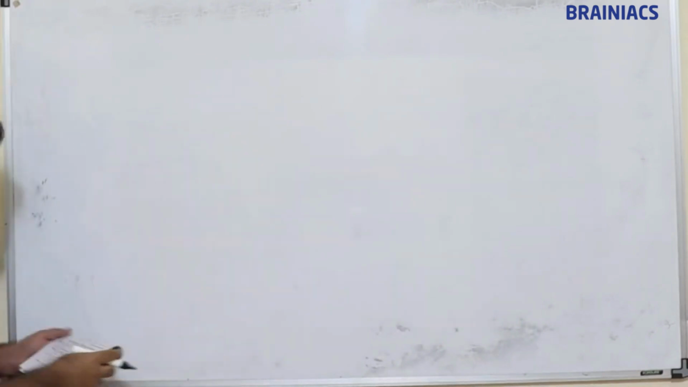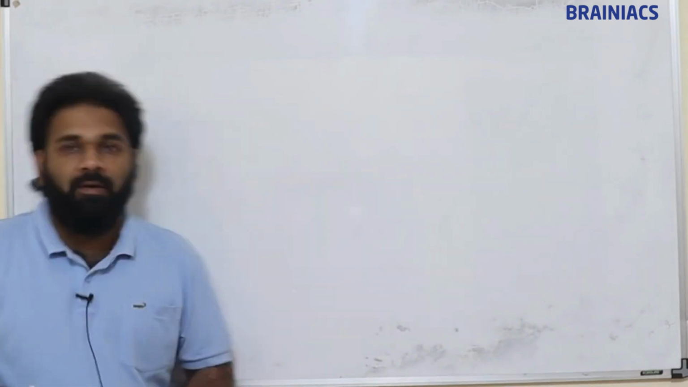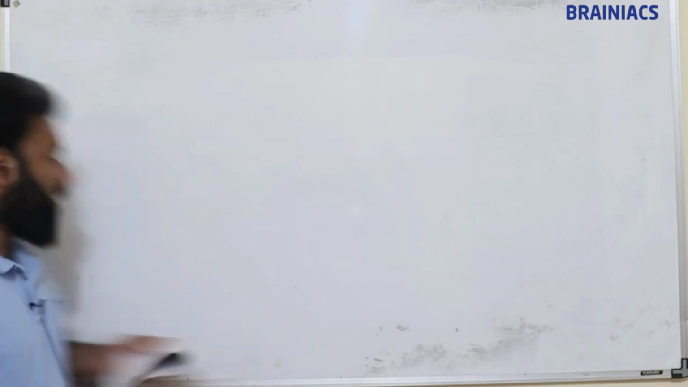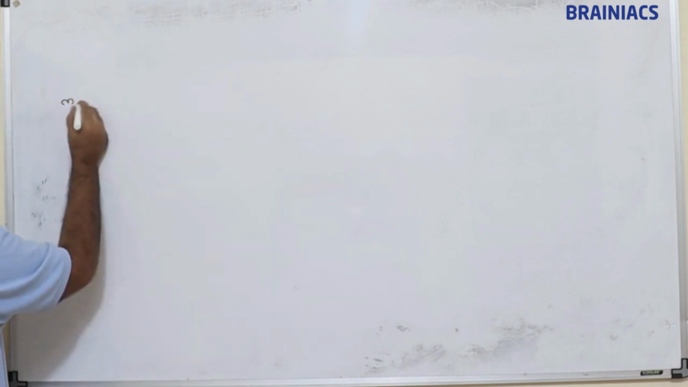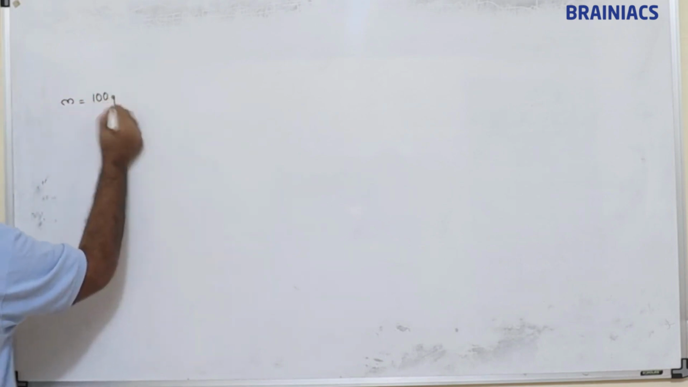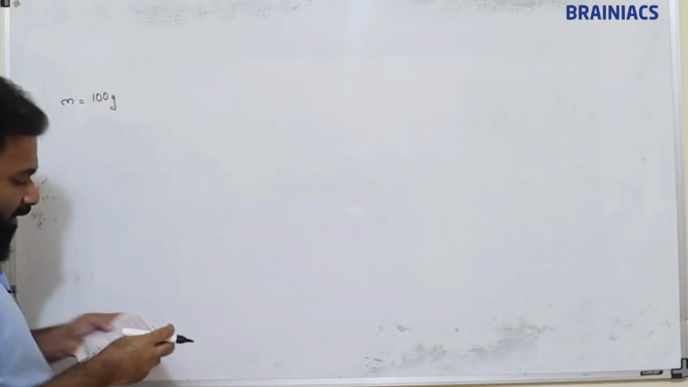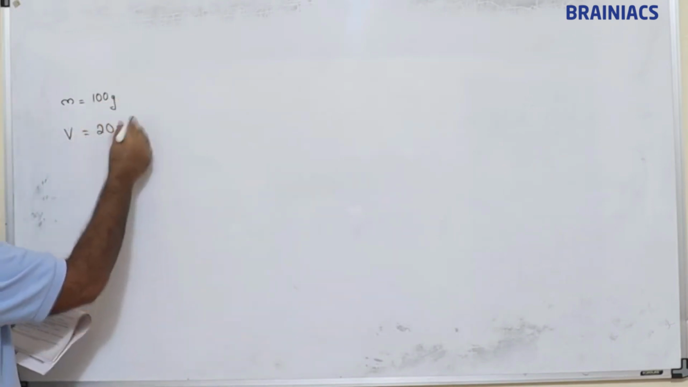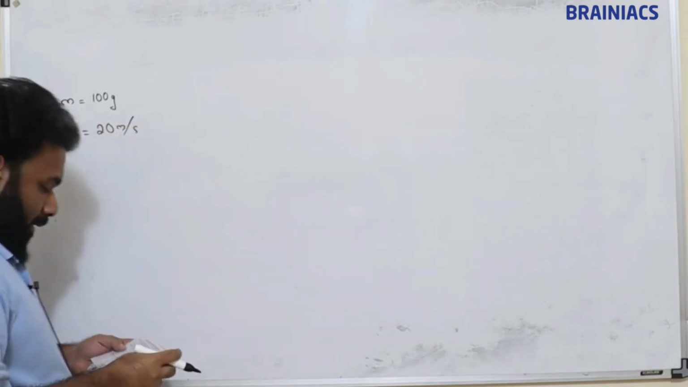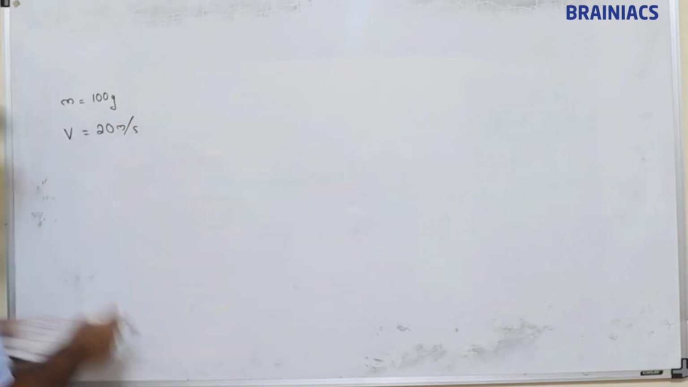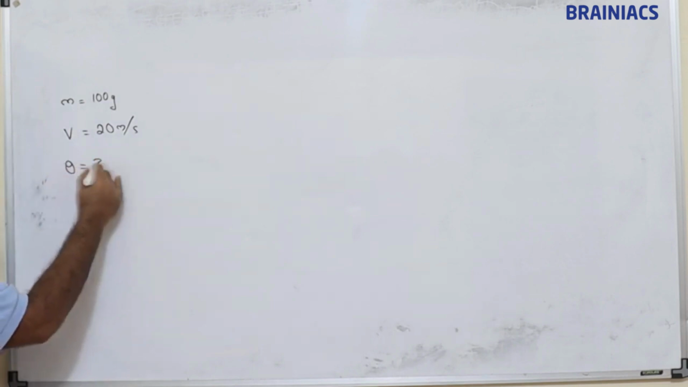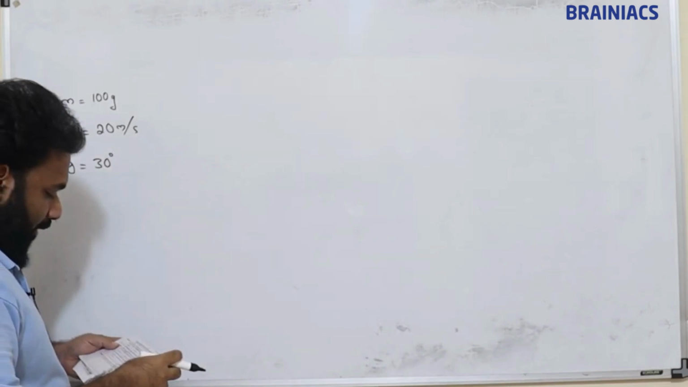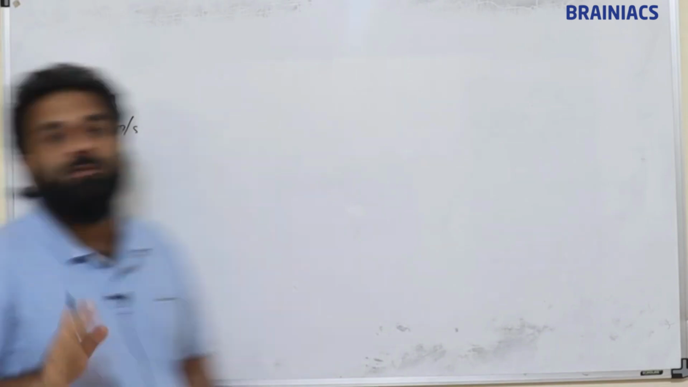Another question, question number 2. I will read it. A particle of mass 100 gram is fired with a velocity of 20 meter per second at an angle of 30 degree with the horizontal. When it rises to the highest point of its path, then the change in momentum.